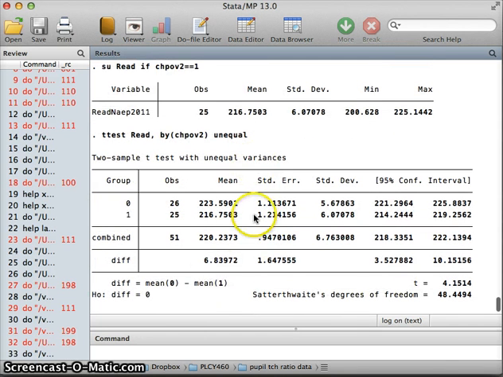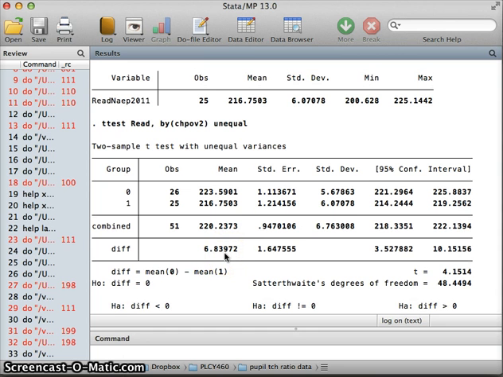The mean difference is actually larger than what we saw before. We had a mean difference of about 4.99. In this case, the effect is stronger at 6.83. So this suggests that our alternative explanation is at least related to our outcome variable, reading. The question is, is it also related to our independent variable, which is pupil-teacher ratio?